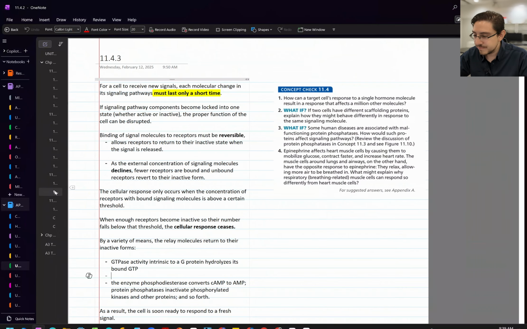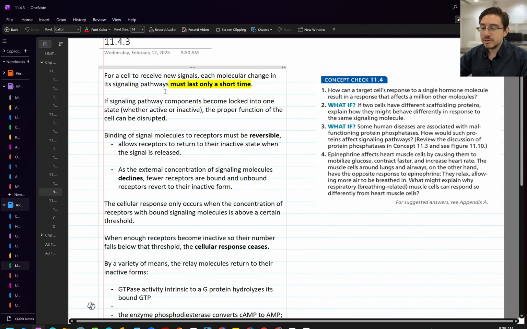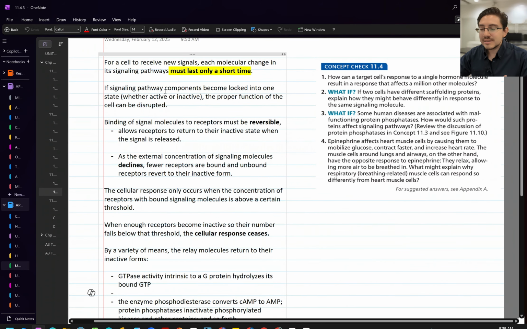Okay, so continuing on, for a cell to receive new signals, each molecule change in its signaling pathway must last a short time. As I mentioned before, you don't want to have a signal activated so long. You immediately use it, you turn it off. If a signaling pathway component becomes locked into one state, you will have improper function.